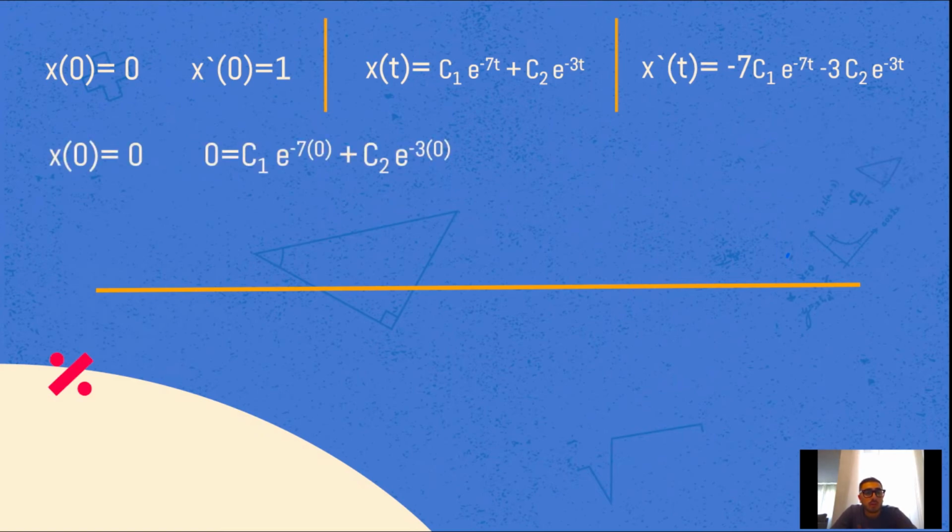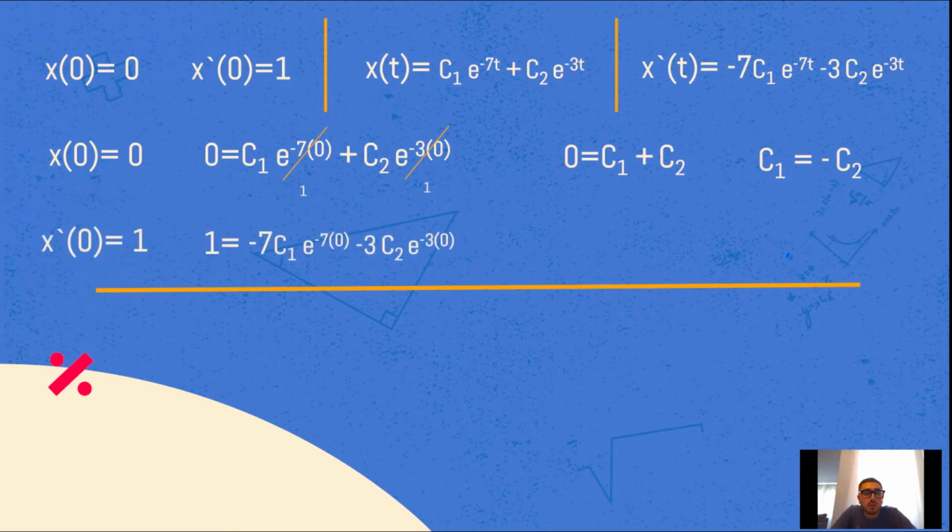So once we plug in 0 for x of t and 0 for t, we can cross out the e to the 0. So that will be 1, which will give us 0 equals c1 plus c2, or better known as c1 equals negative c2. So for x prime equals 1, we can plug that into the second equation that we just said.